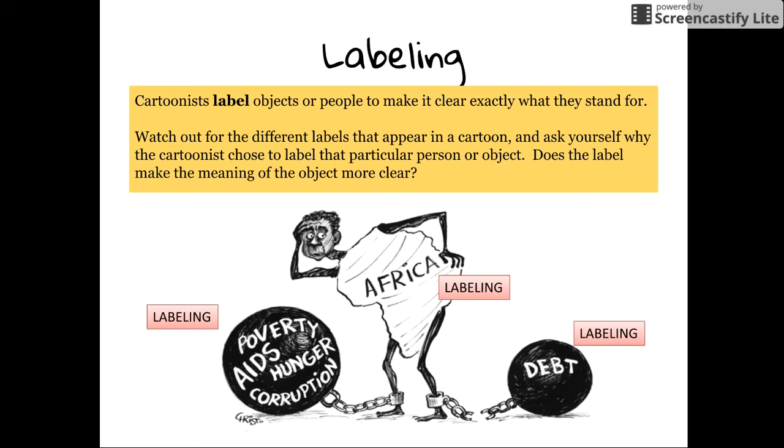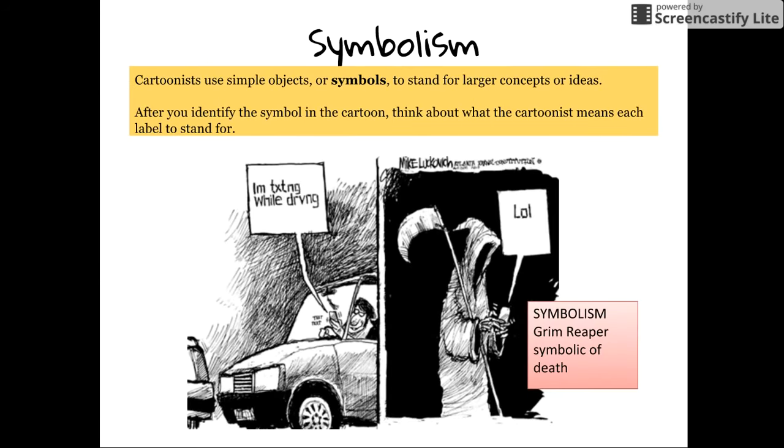In this case, the cartoonist labeled the person in the shape of Africa with the word Africa. This again helps you clearly see that this is Africa. There's no doubt. And then they attached two balls and chains to the person of Africa. By labeling words such as hunger, AIDS, debt, corruption, it makes it very clear what is holding back or chaining down the continent of Africa. All part of labeling.